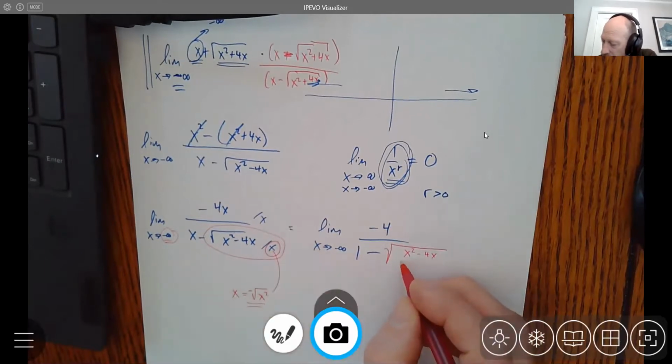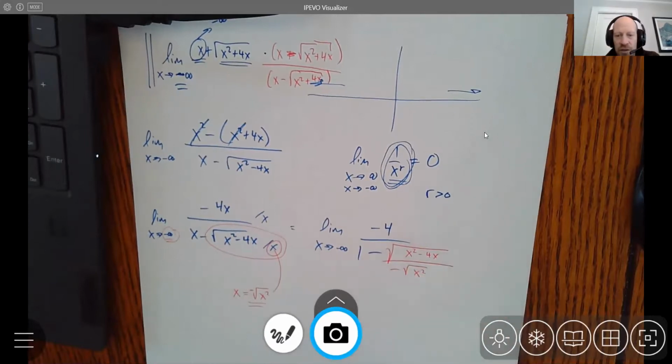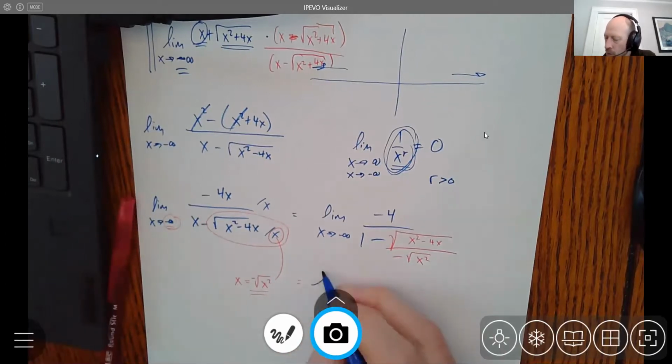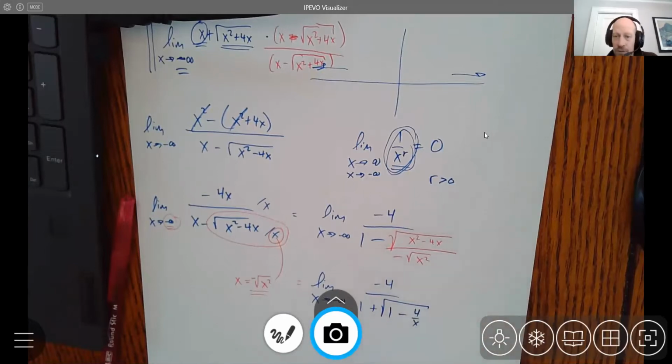So this then, well, I should have done that in 2 stages. Let's do it in 2 steps here. For the second part, instead of dividing by x, I'm replacing that with negative square root of x squared. So I get the limit as x goes to infinity of -4 over 1 plus. These square roots can be combined now. X squared divided by x squared is 1, minus 4/x.